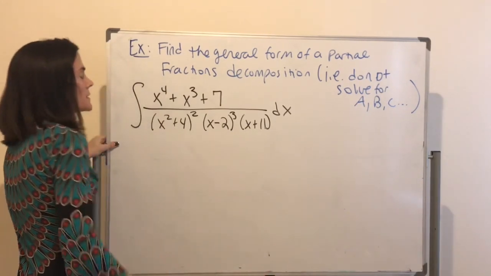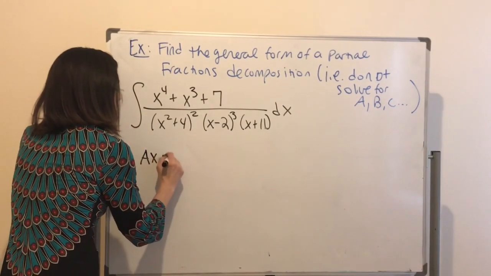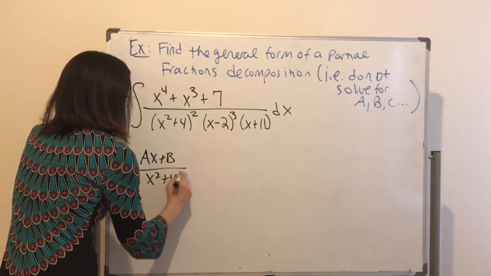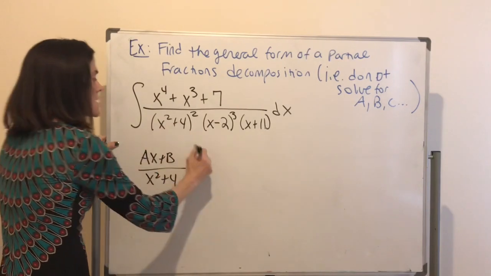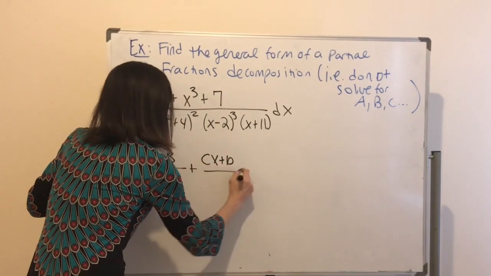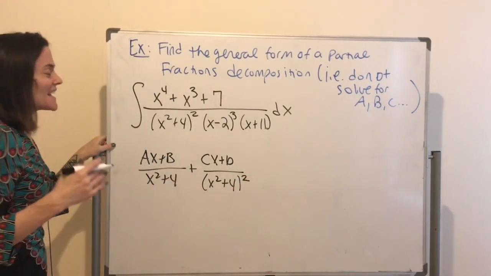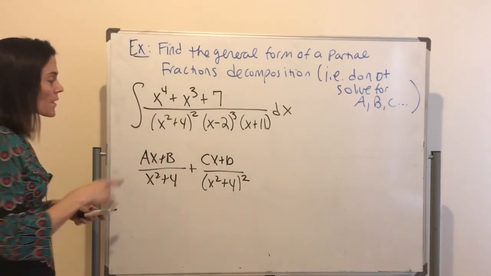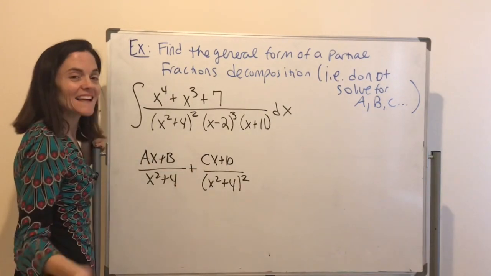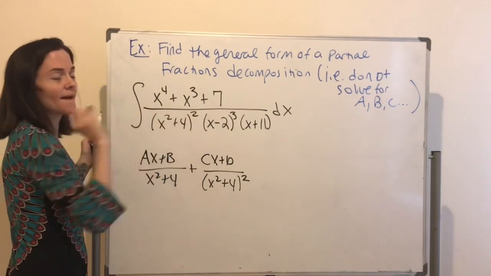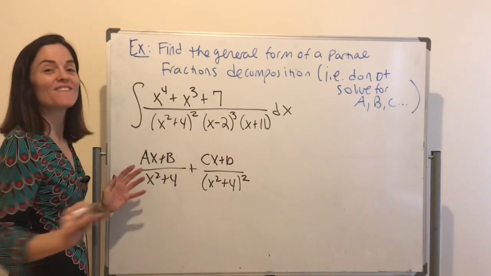The first term, repeated irreducible quadratic. So we have an ax plus b over the irreducible quadratic. But, and I mentioned this, but I didn't write it, we would also have a cx plus d over the irreducible quadratic squared. And you can count even now before we do any more. You see, corresponding to this term here, we have 1, 2, 3, 4 unknowns, which makes sense because this is a degree 4 term. Whatever degree you have in the denominator, that many coefficients.